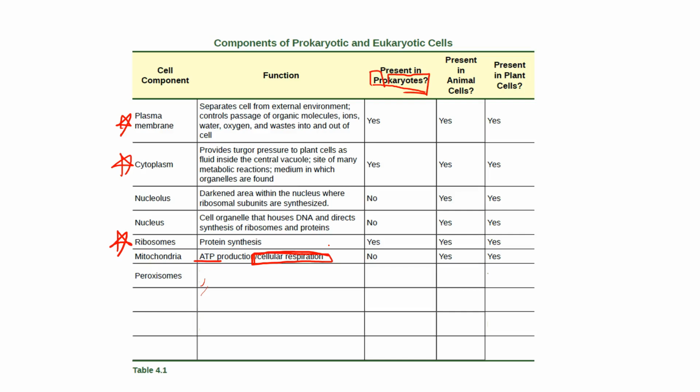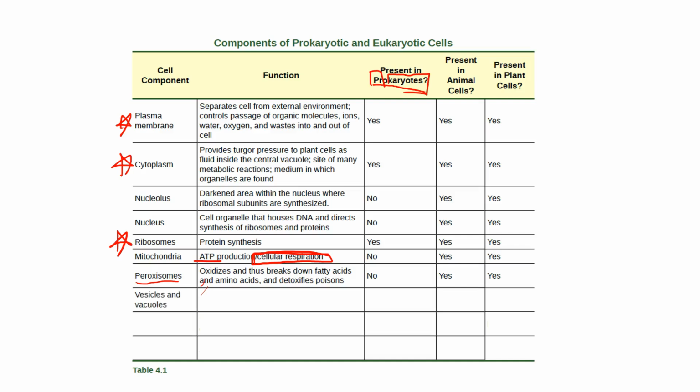Peroxisomes, these are the things that break down fatty acids and amino acids. They also detoxify stuff, and in the process produce this stuff called hydrogen peroxide, which is why we call them a peroxisome. These are not found in prokaryotes. Again, another membrane-bound organelle. They are found in animal cells, and they are found in plant cells.